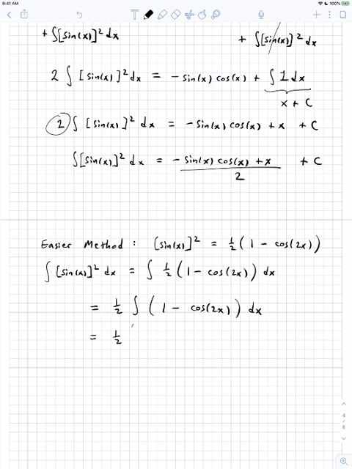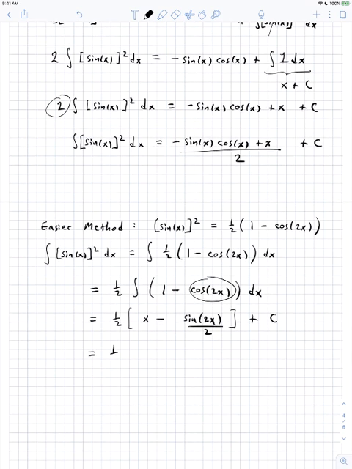So this is 1/2, and now we want to integrate each of these terms. The antiderivative of 1 is simply x. And what about this thing? There's a minus sign in front here, so it's minus, and then we want the antiderivative of cosine. The antiderivative of cosine is sine, but because there's a 2 in here, we have to divide by 2, plus a constant. So this is equal to 1/2 times x. There's no point in me just rewriting the same thing. This is your answer: 1/2 times x minus sine of 2x over 2.